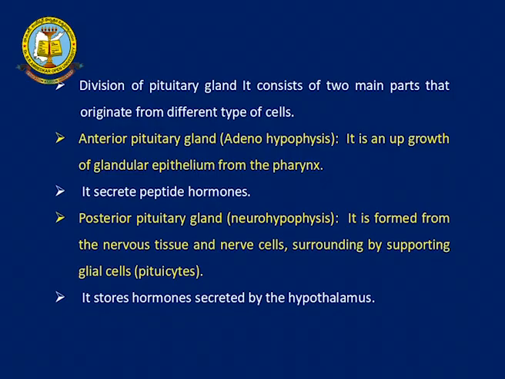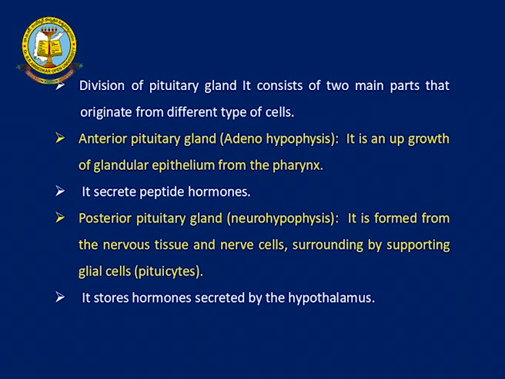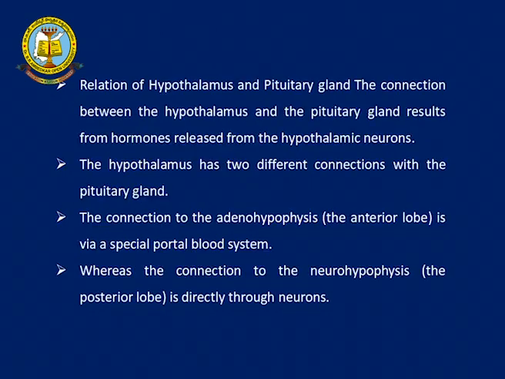The posterior pituitary gland, the neurohypophysis, means totally neuron related. Based on neuron structure, the pituitary gland region is divided. It is a form of nerve tissue and nerve cells. There are three types of nerve cells, the central nervous system, the peripheral nervous system and the nerve systems. The supporting glial cells, the pituicytes, store the hormones secreted by the hypothalamus.